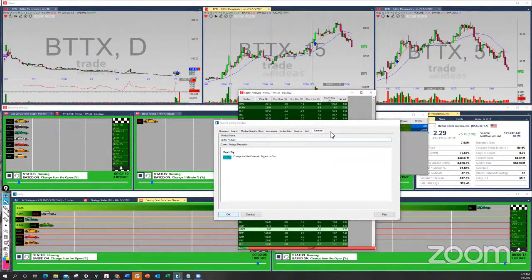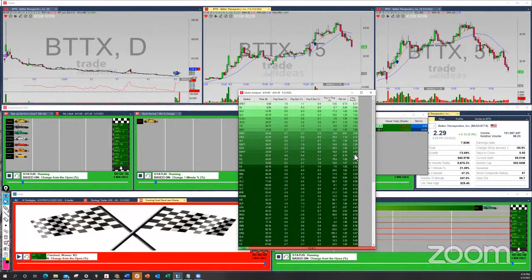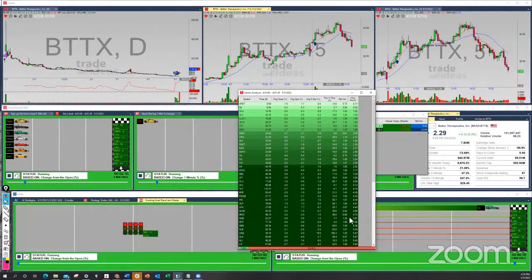Now we got it. And now we'll get it nice and even again, just like we had before. And I can double click it again, and I can display it the opposite way with the lowest numbers on the top and the highest numbers on the bottom, so on and so forth.